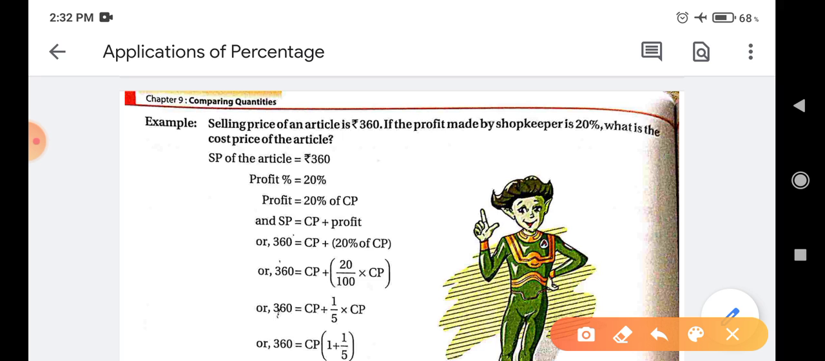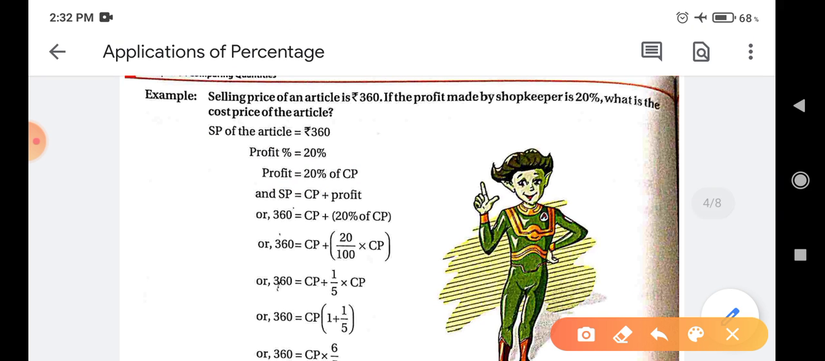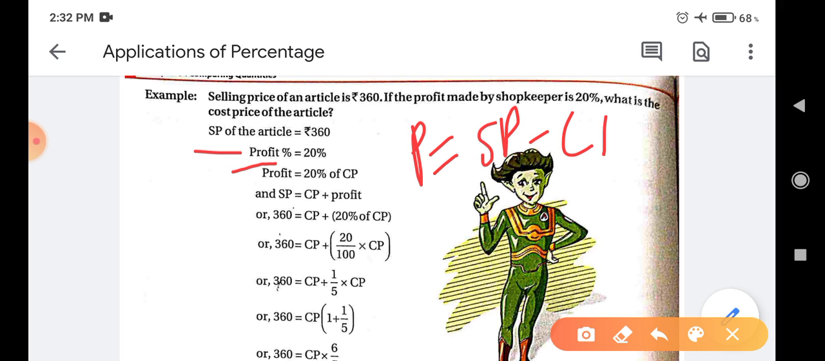We are given two things, SP and profit percent, so we will use the formulas of both. Profit is equal to 20% of CP, because profit is always on CP. CP is not given, so 20% of CP is the value of profit. We are also given SP. So what is the relation between SP, profit and CP? Profit is equal to SP minus CP.